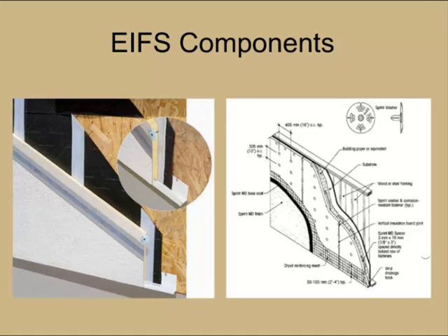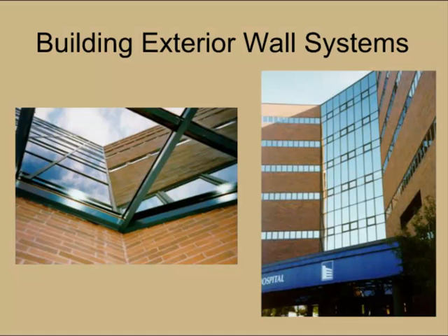Next, on the overviews of the exterior wall systems, we're going to look at curtain walls. Really, the definition of a curtain wall is any wall of any material which carries no superimposed vertical load. So here's a couple of examples of some curtain wall systems that have been used.